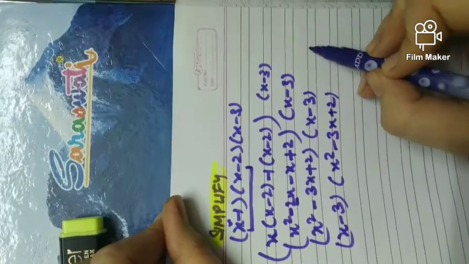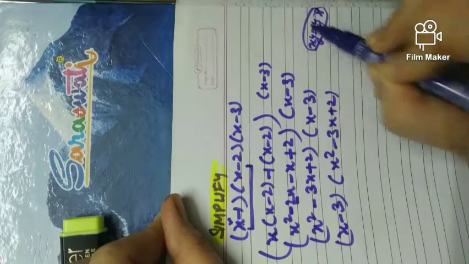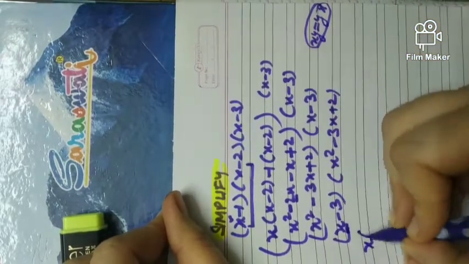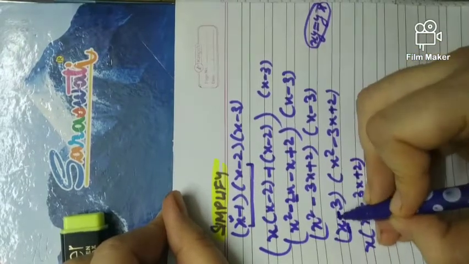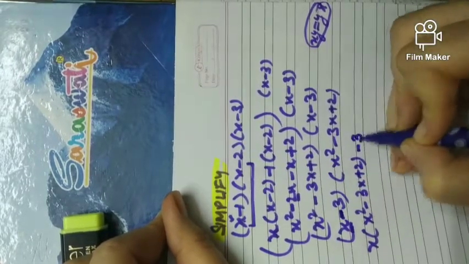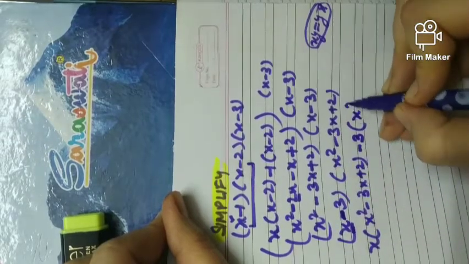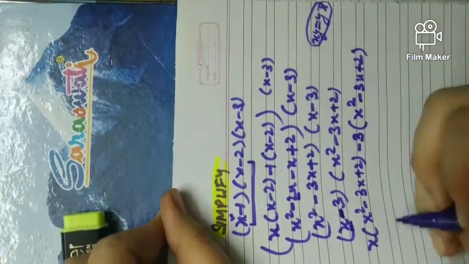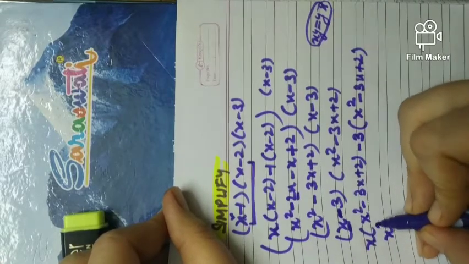We know that x into y is y into x, that's why we can change the order, that is all I have done. Now multiply this x with the full expression: x into x square minus 3x plus 2. If minus sign is there, minus will come. If plus is there, plus will come. Then minus 3 with the full expression: minus 3 into x square minus 3x plus 2. Okay beta. Now you do x with x square. So x into x square, x cube.